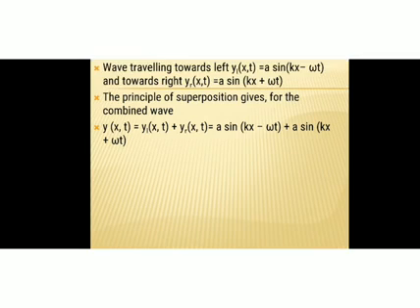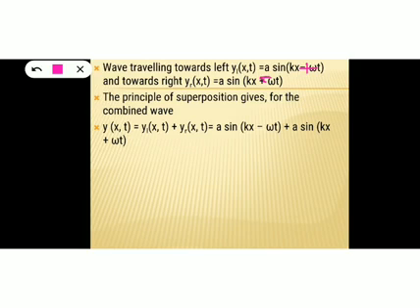A wave traveling towards the left can be represented as A sin(kx + ωt). And a wave traveling towards the right is represented by A sin(kx − ωt).